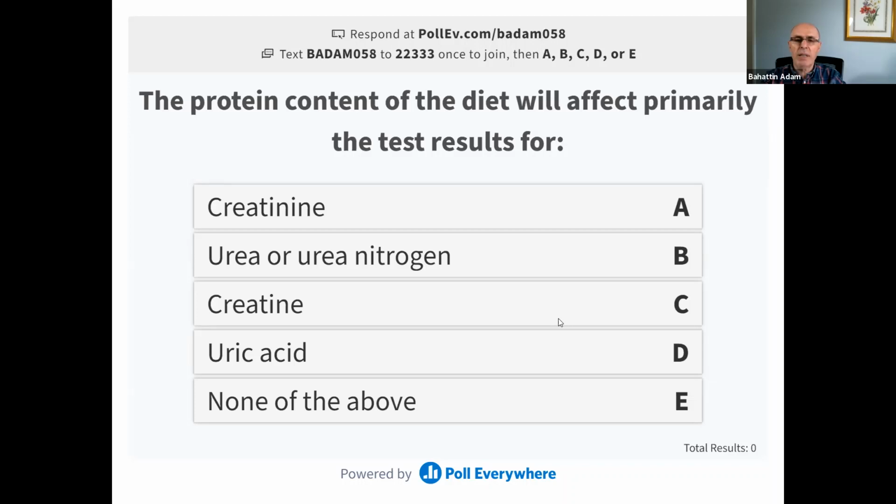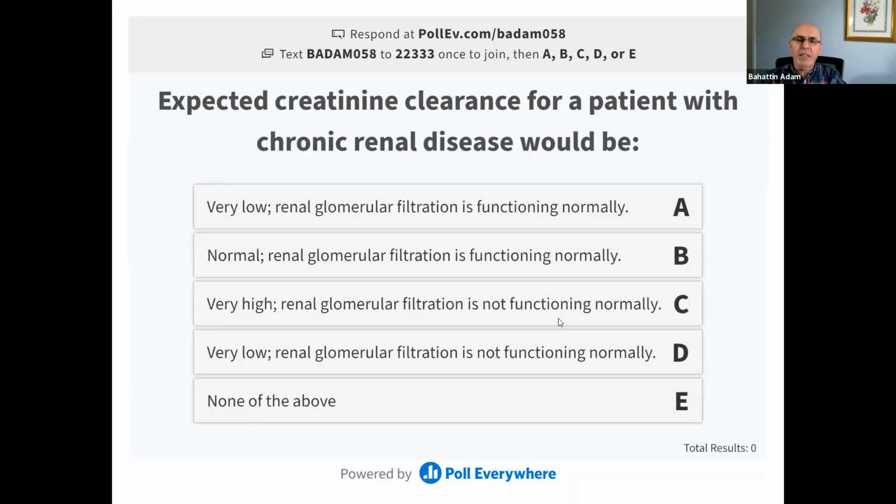Now, next one. Expected creatinine clearance for a patient with chronic renal disease. Okay, a patient with chronic renal disease. How is the creatinine clearance changed?